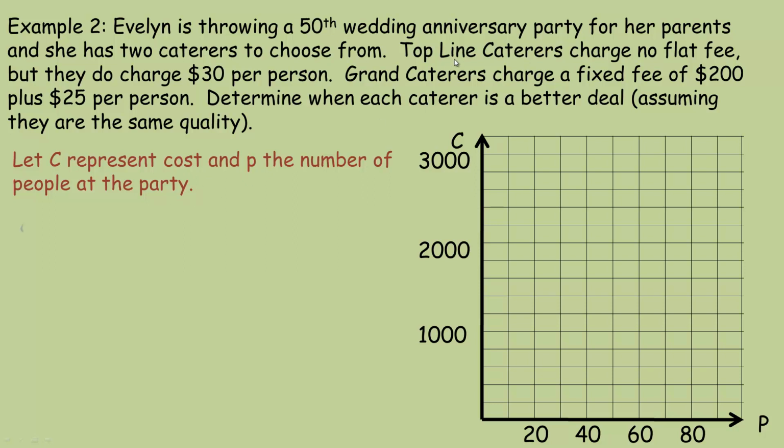So for the Top Line Caterers, and this is my symbol I'm using for top line, C of TL, where TL stands for top line, they just charge $30 per person. There's no flat fee. So if you remember back to grade 9, this is a direct variation because there's no flat fee. So it's just 30 times the number of people. C is 30 times the number of people.